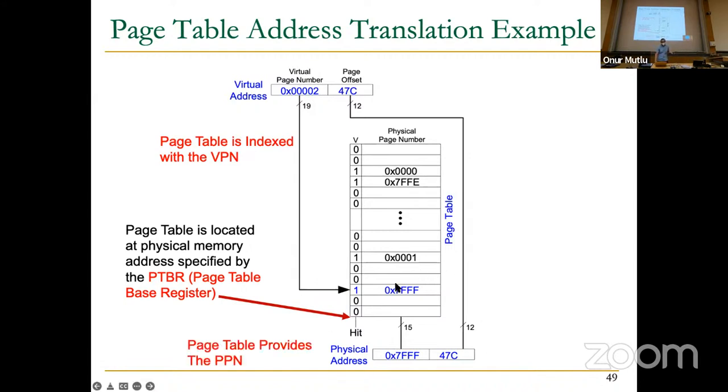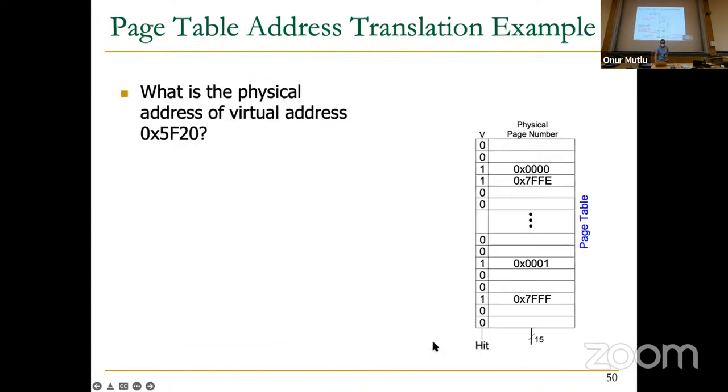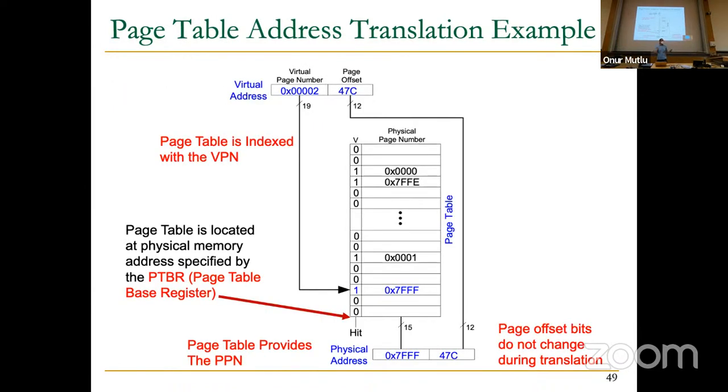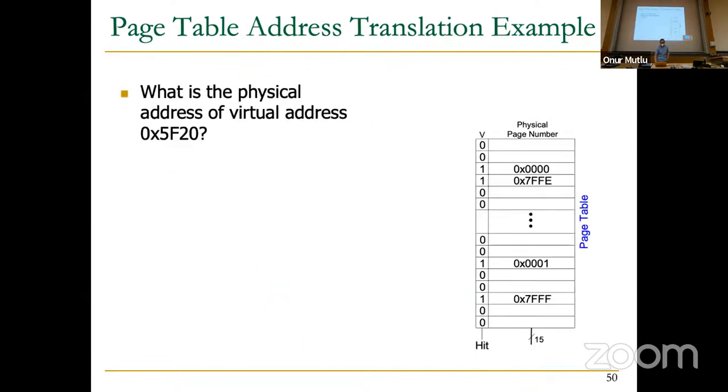Okay, so the page table provides the physical page number, and the page offset bits do not change during translation, so it's a simple concatenation of bits. You form the physical address, and then you access memory again with that physical address to get the data that you need. Okay, so let's take a look at an example.